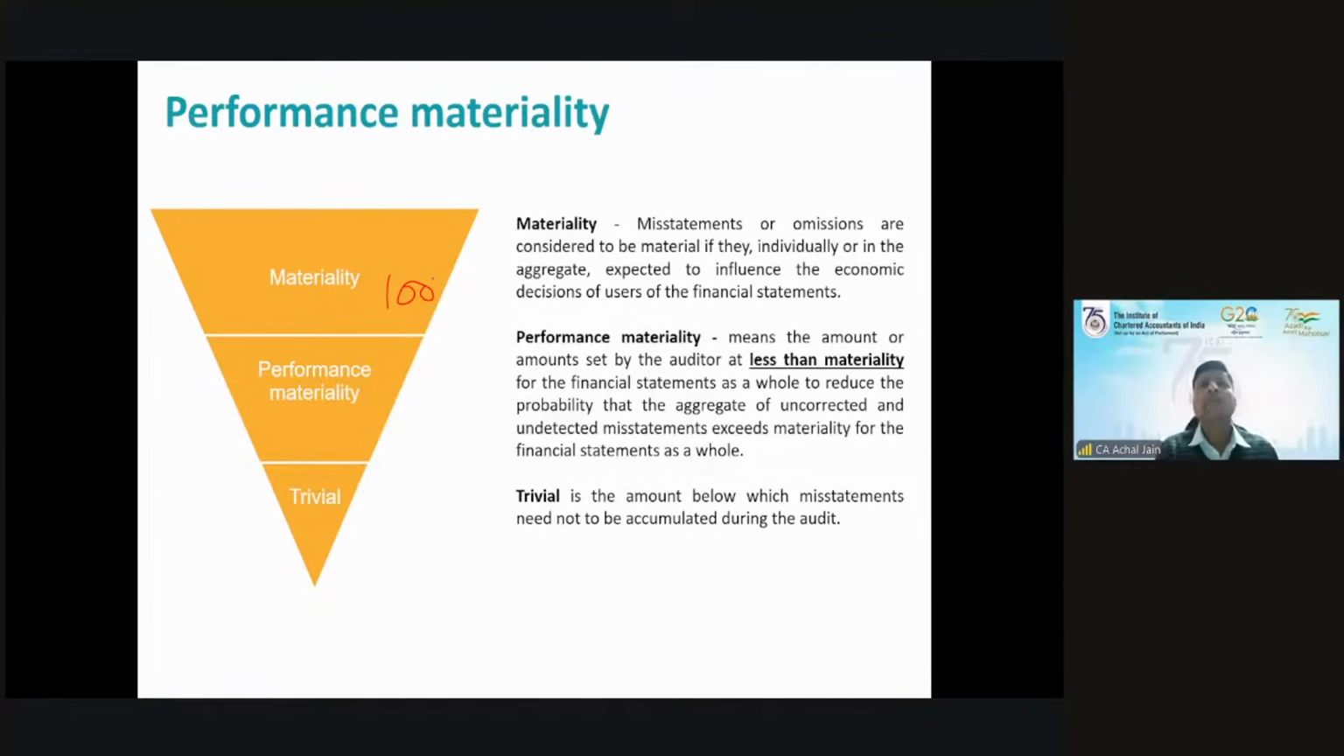Now, how is this relevant? It's relevant in respect of undetected misstatements. We just talked about audit risk. There is a risk that the audit procedures may not be able to help the auditor identify material misstatements at times. So what will happen to those samples or the part of the population which has not been tested by the auditor? Are we 100% sure that the part which has not been tested by the auditor is free from material misstatement? The answer is no.